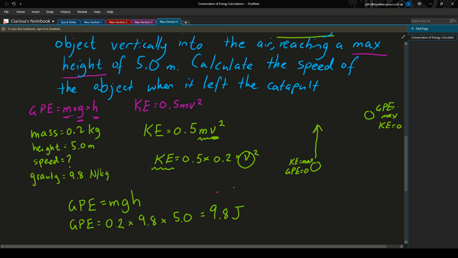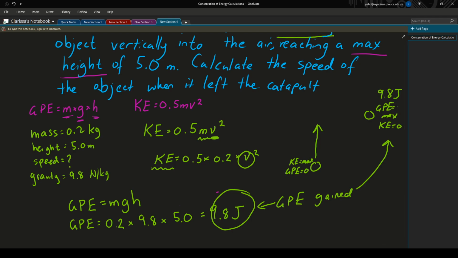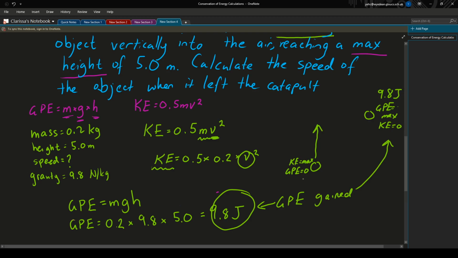Okay, so this is my gravitational potential energy, which is how much GPE it had at maximum. So at the maximum point, its gravitational potential energy was 9.8 joules. Once again, that 9.8 joules can't have come from nowhere. If gravitational potential energy went from 0 to 9.8, then kinetic energy must have gone from 9.8 to 0.